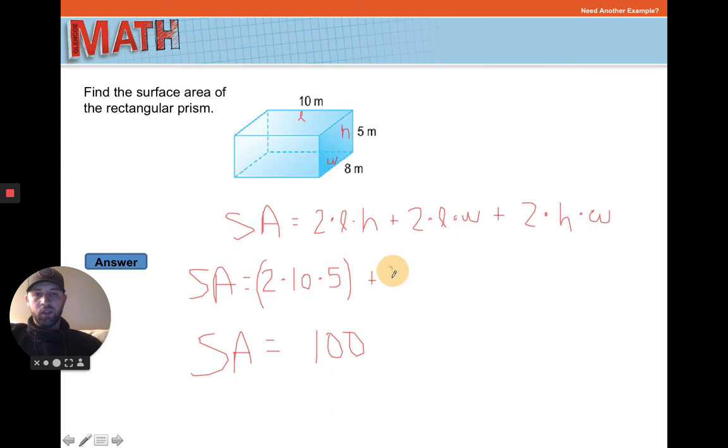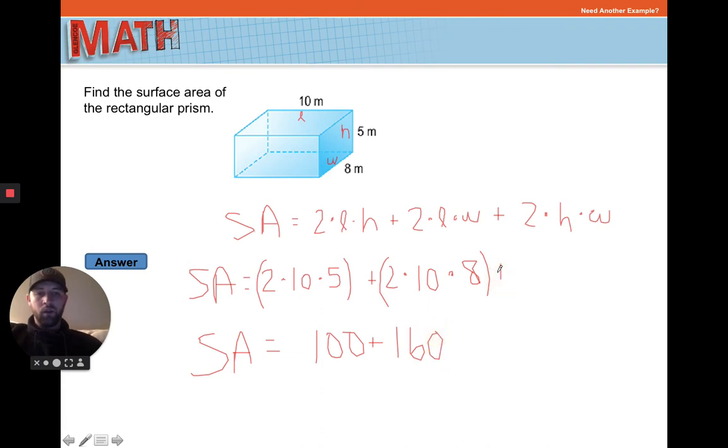Moving on to my second one, I'm going to do 2 times the length. The length again is 10 up here. And then if I plug in the width, it's going to be 8. And again, if we want to go ahead and solve on the move here, we can do some multiplication. 2 times 10, you should get 20. And then 20 times 8, you should get 160.